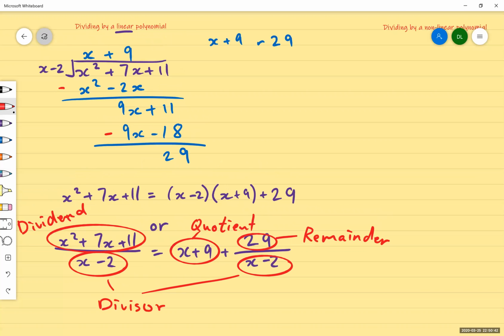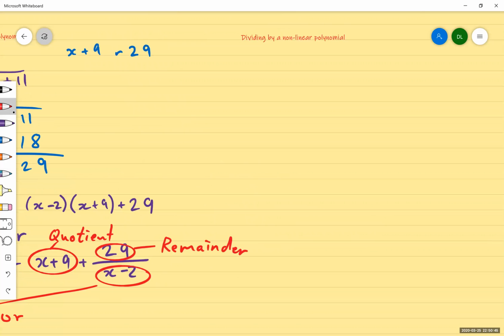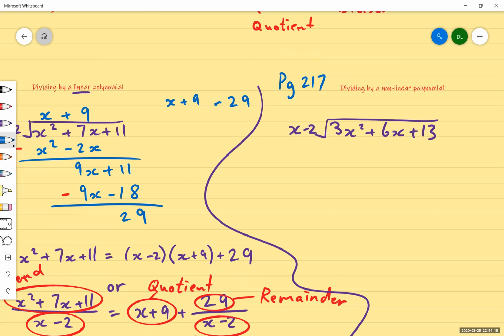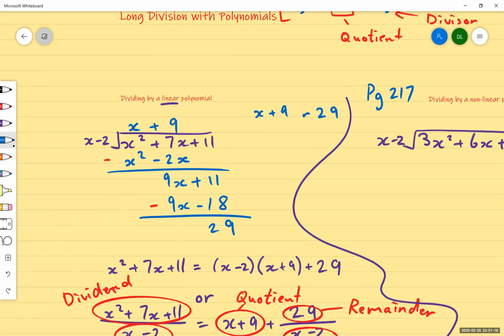Let's try one with a non-linear polynomial. A non-linear polynomial is anything to the power of besides 1. So it could be to the power of 6, power of 3, whatever it is. So let's use the example of 3x squared plus 6x plus 13, all divided by x minus 2. Oh, and if you're wondering, this example is from page 217, and this example on the left is from page 215.